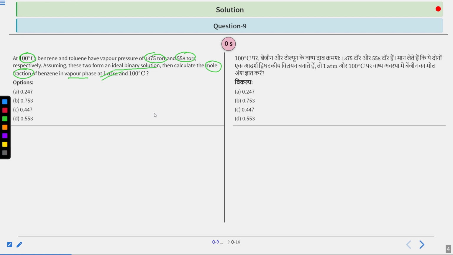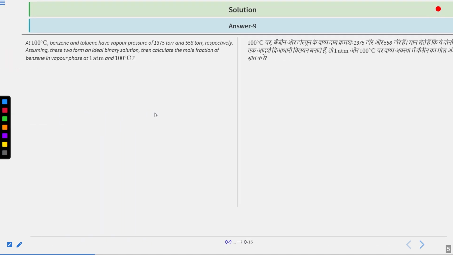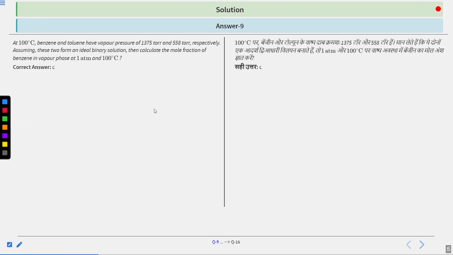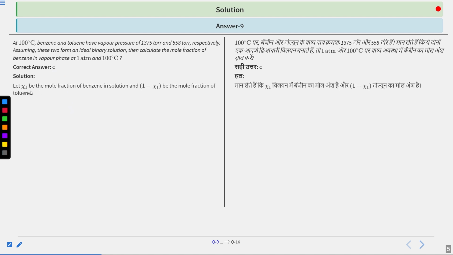Your time is up. Let us see the solution. For those who have solved it, the correct answer is C. Now suppose we assume that chi1 is the mole fraction of benzene and 1 minus chi1 is the mole fraction of toluene. Therefore, P total equals chi1 P1 naught plus (1 minus chi1) P2 naught. This is directly from Raoult's law.